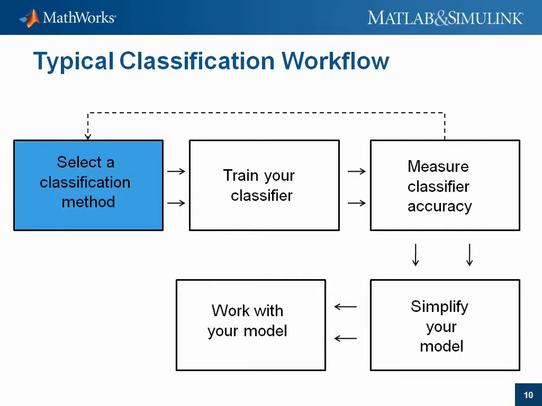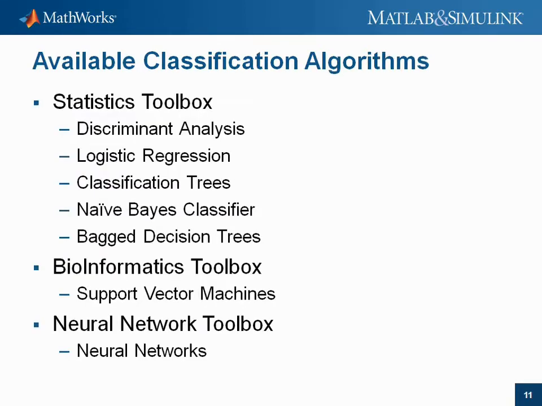The first step in your classification workflow is determining what classification algorithm you should be using. Statistics Toolbox provides a wide variety of classification algorithms, including linear and quadratic discriminant analysis, logistic regression, classification trees, naive Bayes classifiers, and bag decision trees. If we look a little bit further afield, Bioinformatics Toolbox offers support vector machines, and Neural Network Toolbox also provides some powerful classification capabilities.